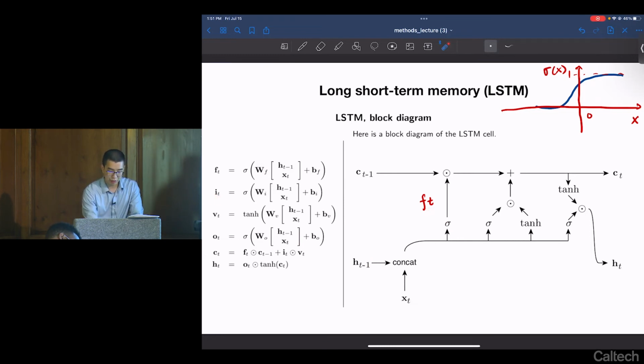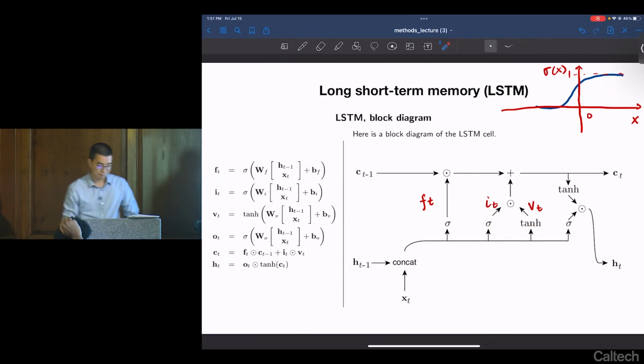i of t is going to be this line right here. This is i of t, so that's this sigmoid. This v of t, which goes through a tanh, is going to be this right here. Tanh is just, it's like a sigmoid, but it goes from -1 to 1. And I'm sure some of you are already thinking, why are there sometimes sigmoids and sometimes there's tanh, and I'll explain that.